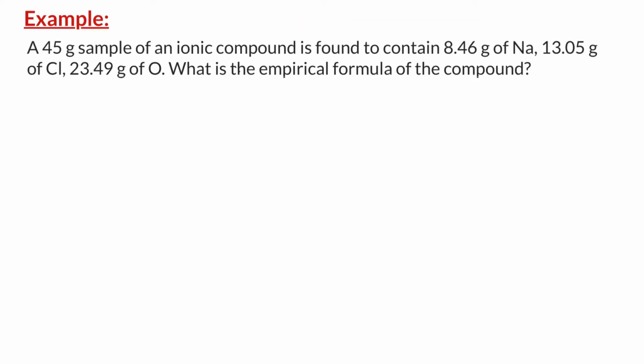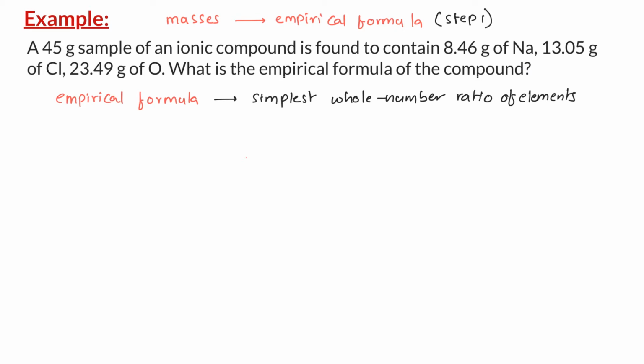Let us take a look at this example where we convert masses of various elements into an empirical formula. A 45 gram sample of an ionic compound is found to contain 8.46 grams of sodium, 13.05 grams of chlorine, and 23.49 grams of oxygen. What is the empirical formula of this compound? We learned that the empirical formula shows the simplest whole number ratio of various elements in a compound.